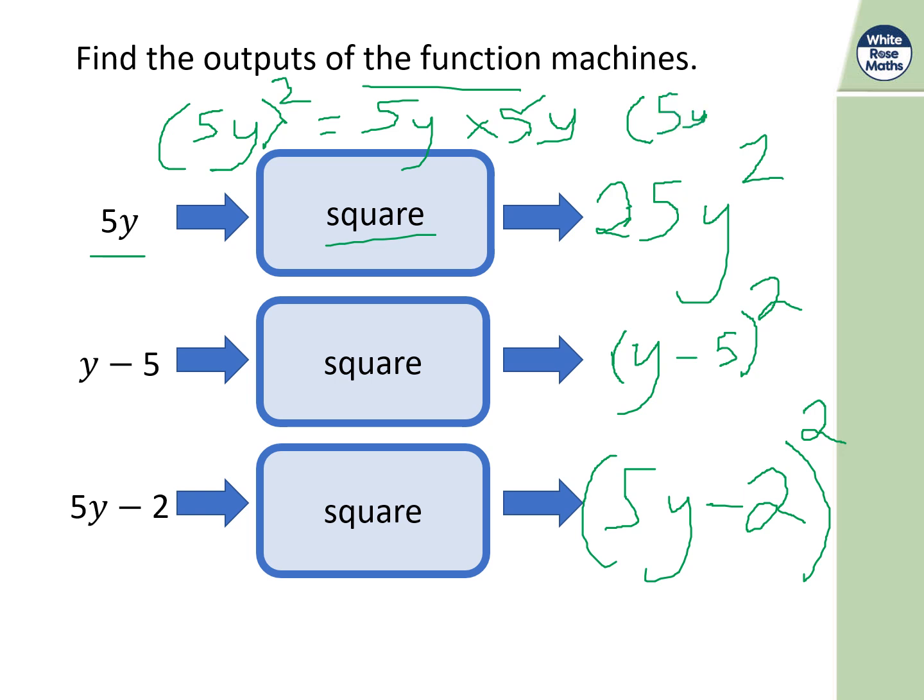But because that one didn't need a lot of work, I thought there was no harm in writing out the expanded version. But again, please feel free to write out the expanded version. If you expand this last one and simplify it fully, you get 25y squared subtract 20y plus 4. Or you can write it as 5y minus 2 times 5y minus 2. Either way will give you the same answer.